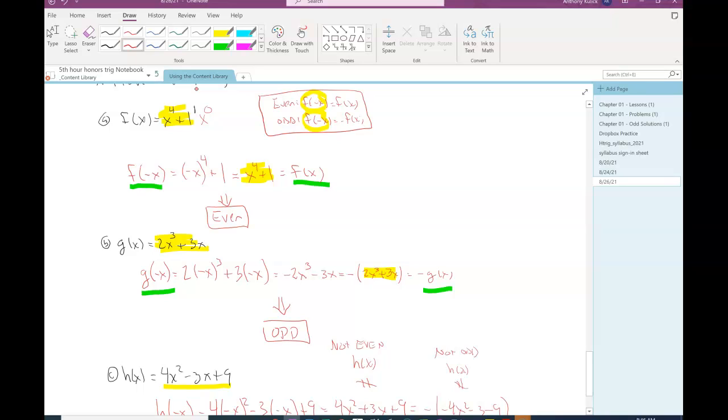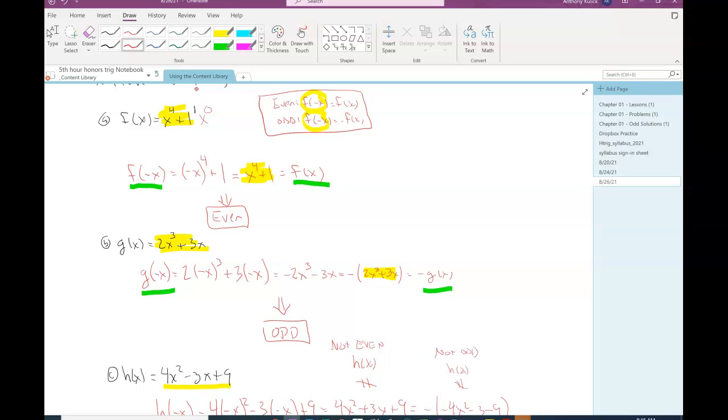So if I notice in the first one, the degree of x to the fourth is 4, and the degree of 1 is 0. What do you notice about both of those degrees? They're even, and this function was even.